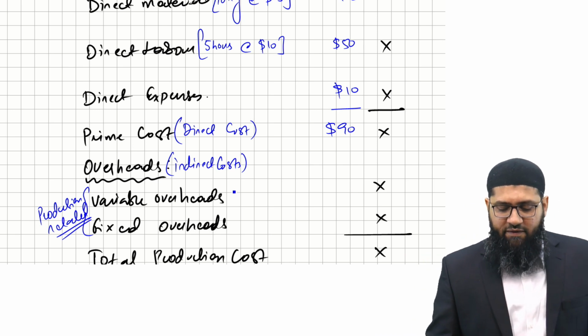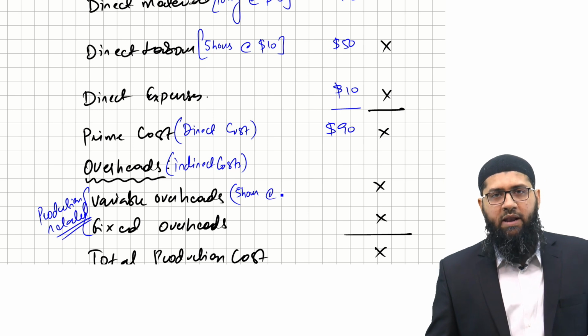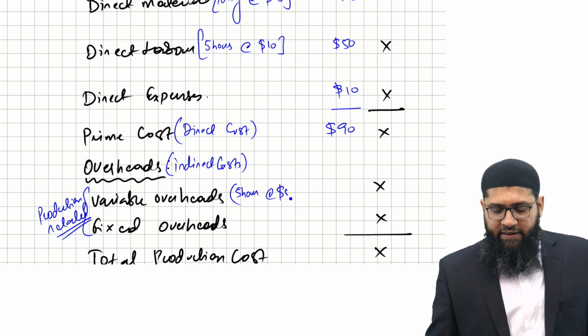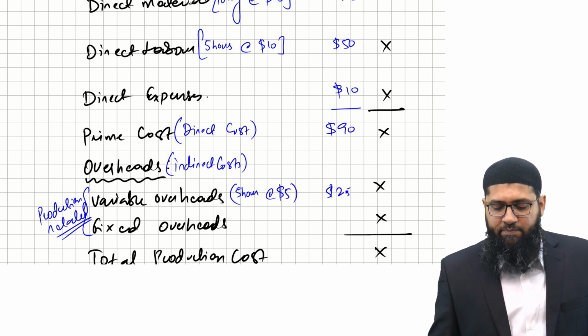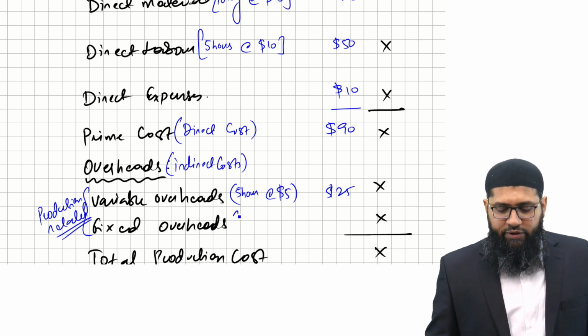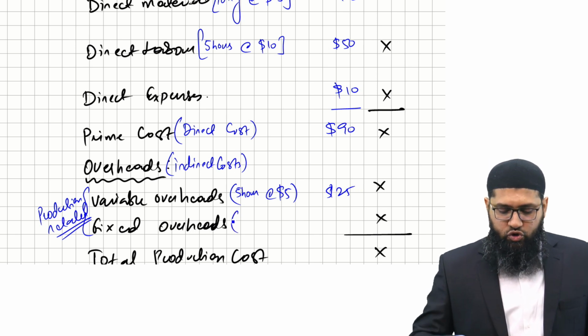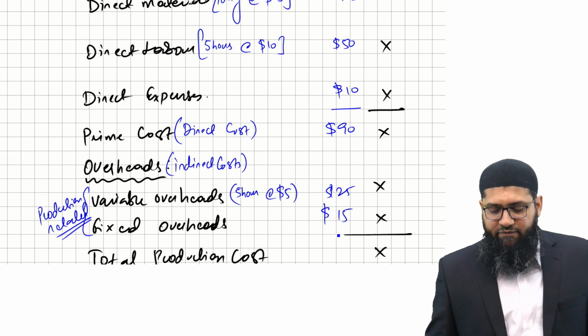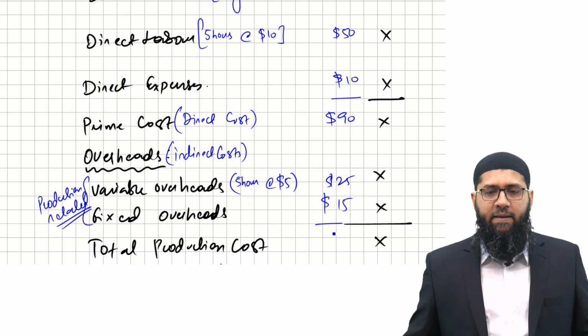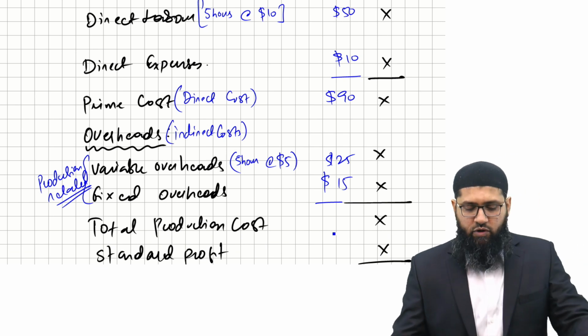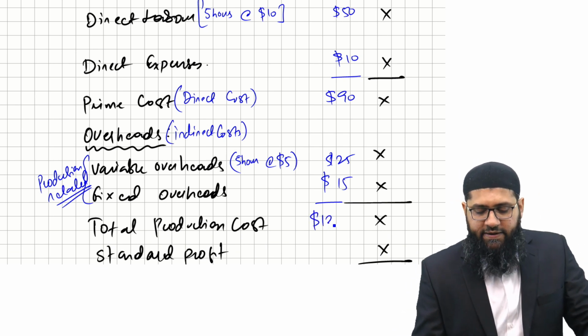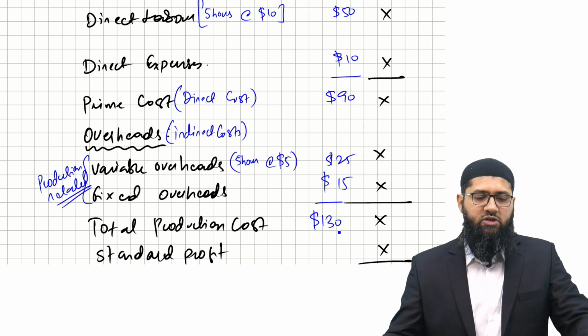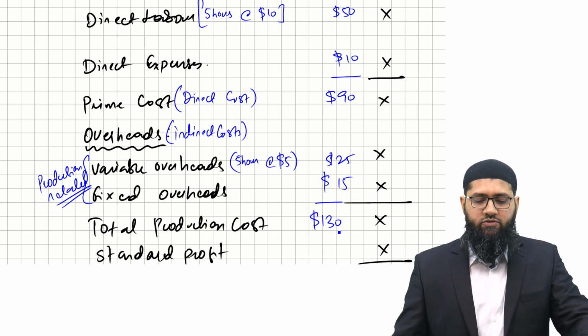So maybe you could have variable overheads absorbed on the basis of labor hours, say $5 per labor hour, so that makes it $25. Maybe you could have a fixed overhead absorbed on an arbitrary basis, and you might say that $15 of the fixed overheads are absorbed. As a result, $130 is going to be your total production cost. I repeat, $130 is going to be your total production cost.